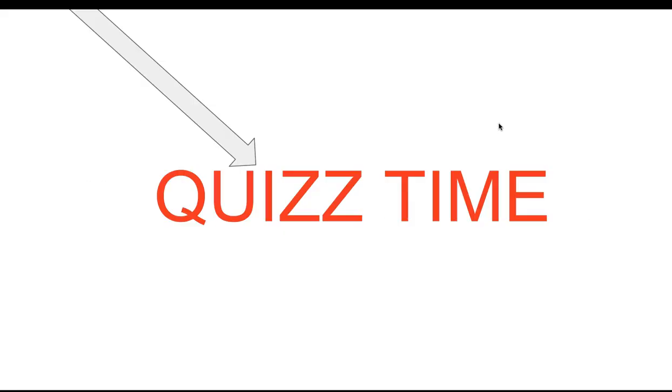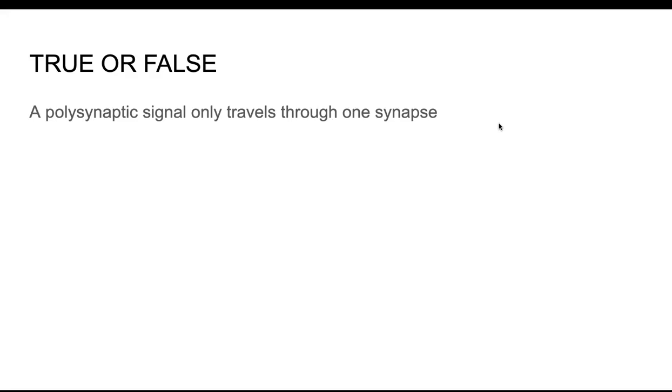Quiz time. I know this may be nerve-wracking for some of you, but remember, in the end, it doesn't really matter. So don't be too nervous. True or false? A polysynaptic signal only travels through one synapse. I'll give you around 10 seconds to think about this.